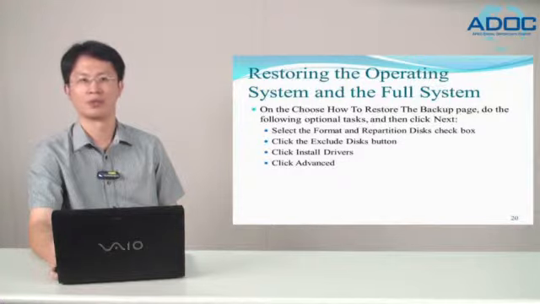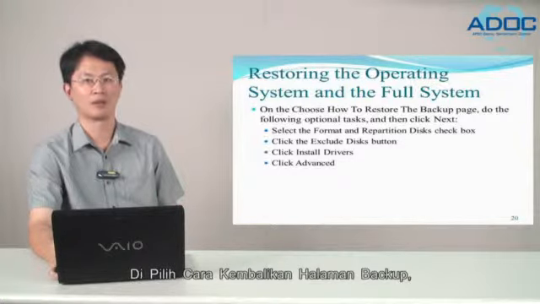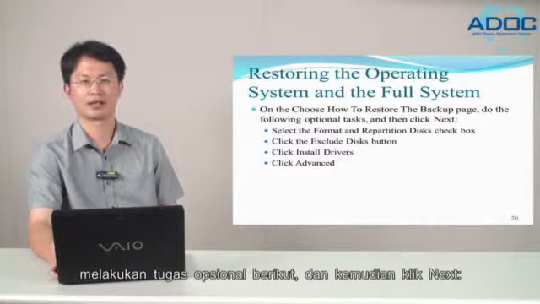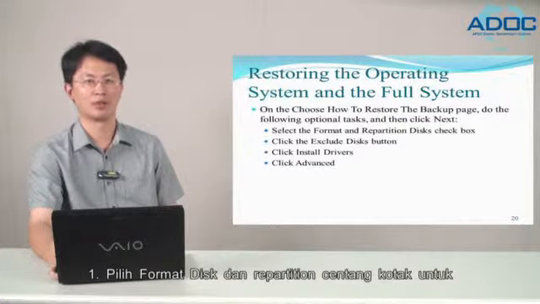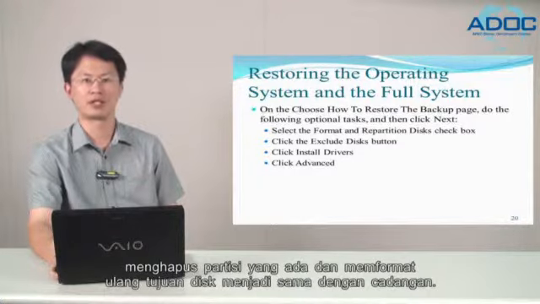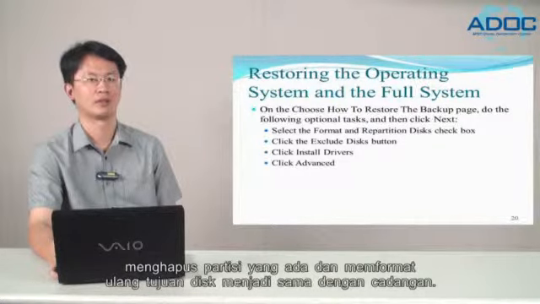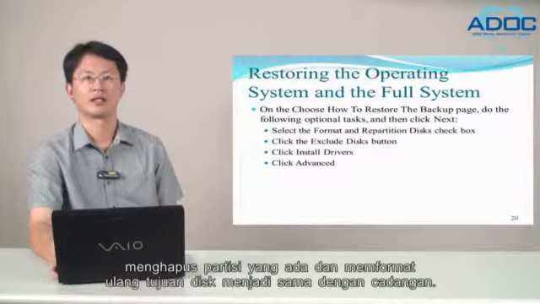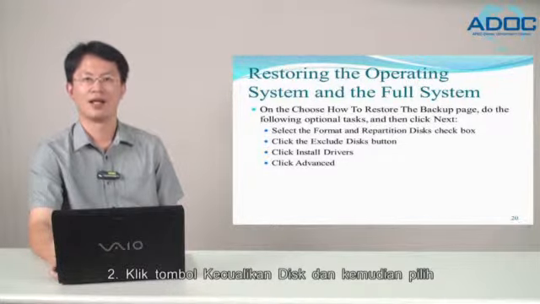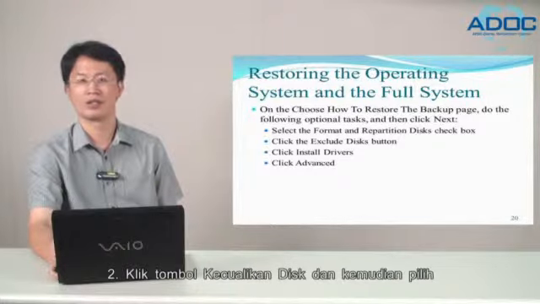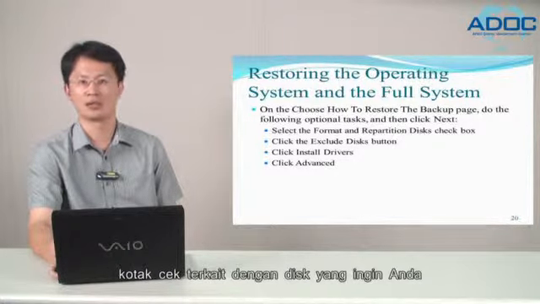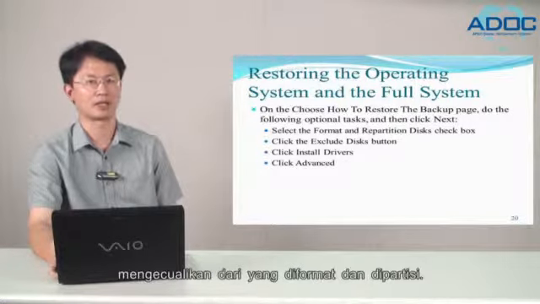On the Choose how to restore the backup page, do the following optional tasks and then click Next. First, select the Format and Repartition Disks checkbox to delete existing partitions and reformat the destination disk to be the same as the backup. Second, click the Exclude Disks button and then select the checkboxes associated with any disks you want to exclude from being formatted and partitioned.